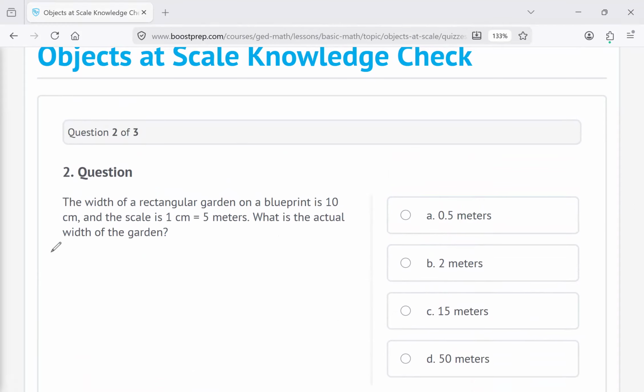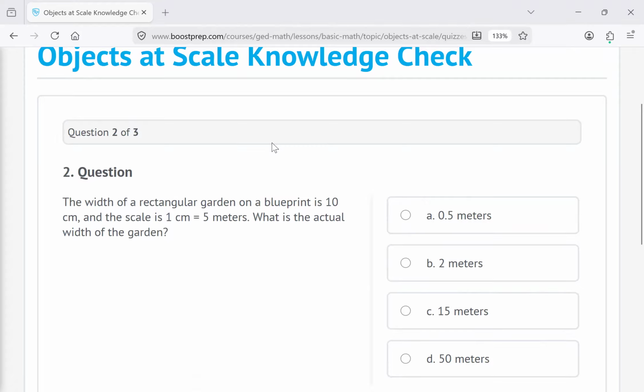Okay, question two says the width of a rectangular garden on a blueprint is 10 centimeters, and the scale is 1 centimeter equals 5 meters. What is the actual width of the garden? So yeah, this is also just like number one. It is a proportion word problem.